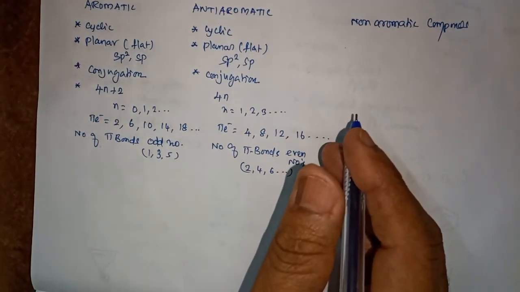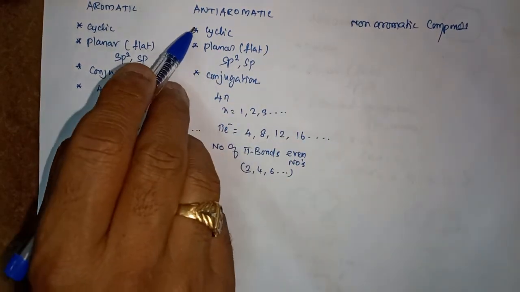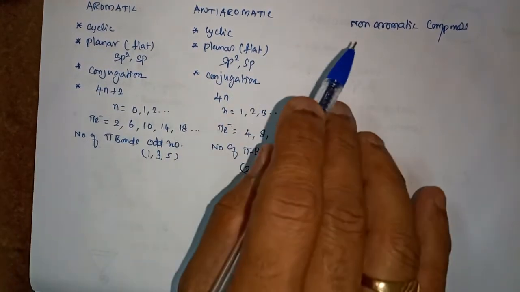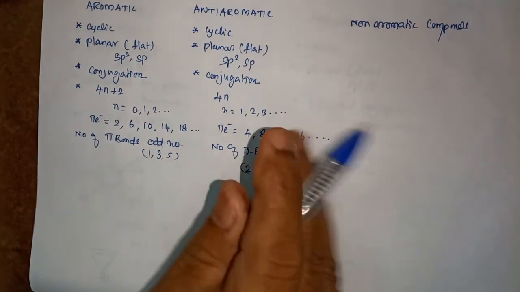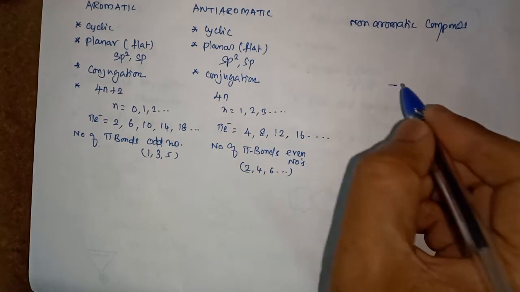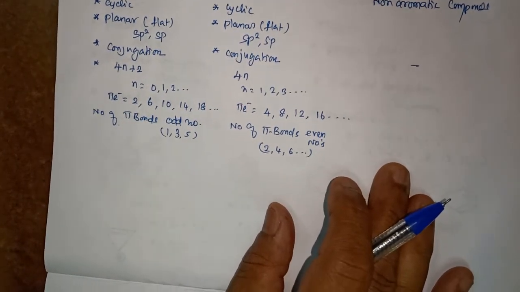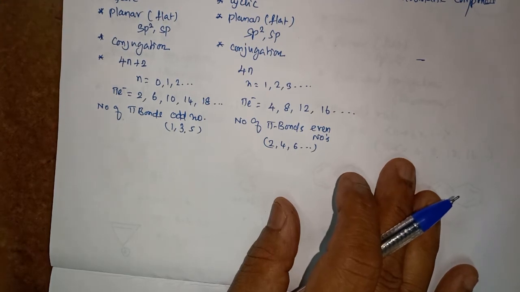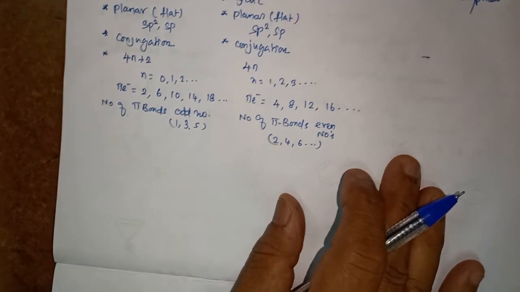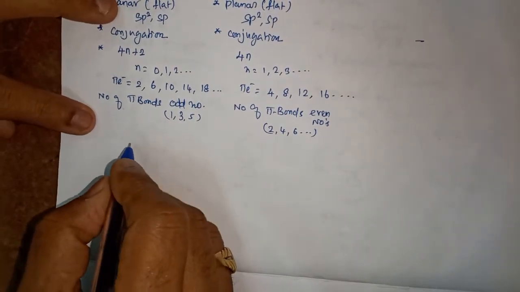And a very important point: these non-aromatic compounds may satisfy the first 3 points, but they do not satisfy the 4n plus 2 rule or the 4n rule. They are not satisfying this. That is called a non-aromatic compound. Let me take some examples of organic compounds and find out whether they belong to aromatic, anti-aromatic or non-aromatic. This is the first compound I take.